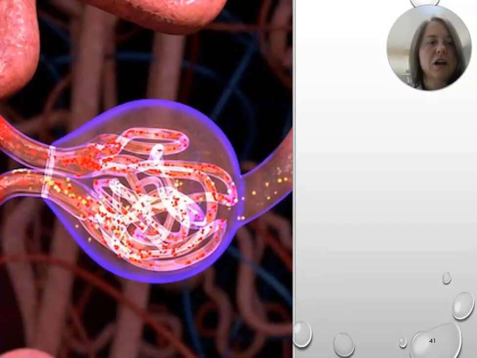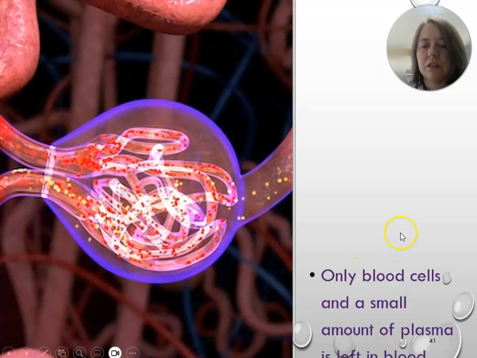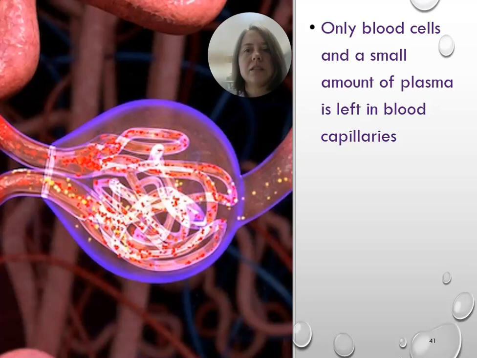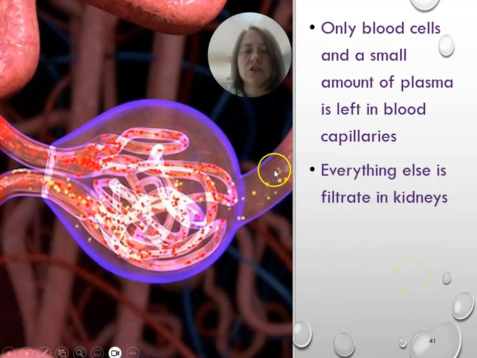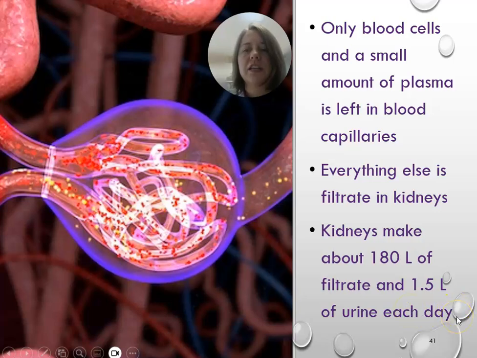Okay, so here's a picture. We have some arterioles, and we have our glomerulus, and then the venules, and then this would be your Bowman's capsule. So only the blood cells and a very small amount of plasma is left in these capillaries coming out. And everything else is filtrate in the kidneys. So all of those ions and dissolved substances and nitrogenous waste and everything. Your kidneys make 180 liters of filtrate every day, and you only make 1.5 liters of urine approximately every day.